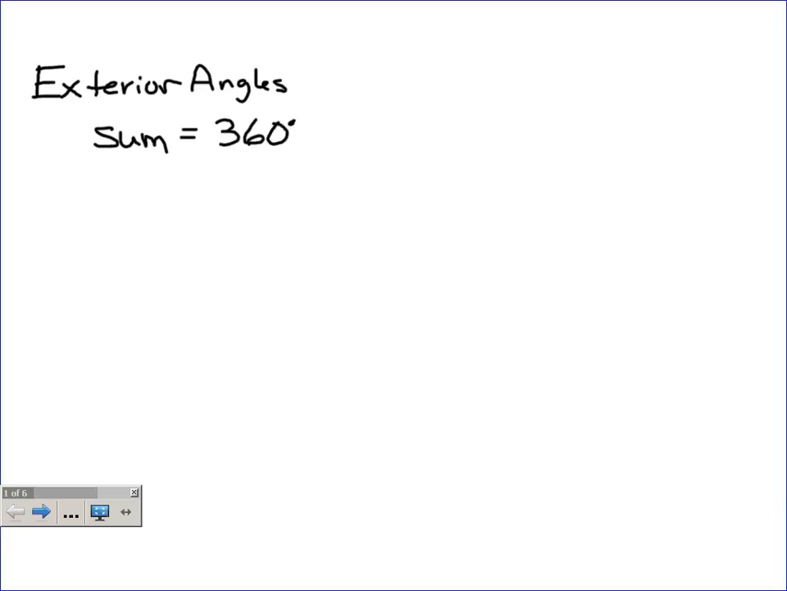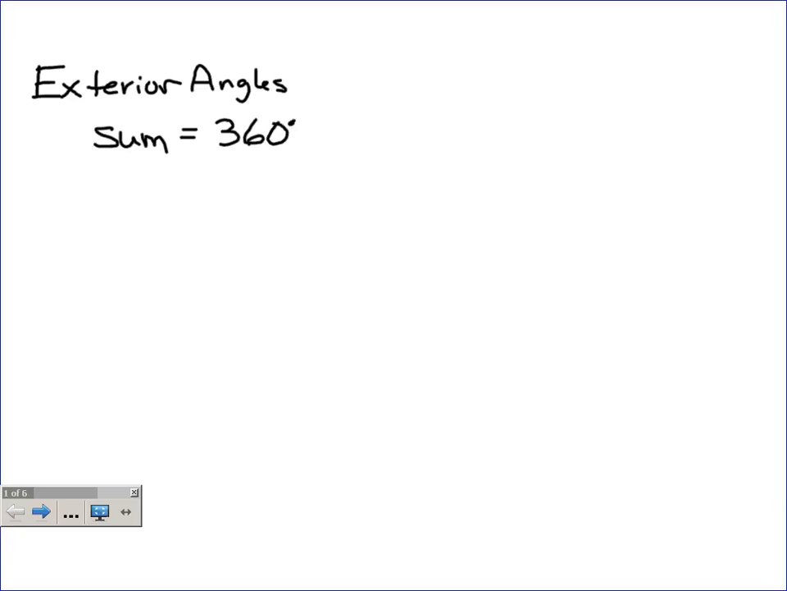Okay, we learned about exterior angles of polygons. Was that today, or yesterday, or the day before? When did we learn about them, and specifically, what did we learn? The sum of the exterior angles of any polygon is going to be what? 360 degrees. Fantastic.